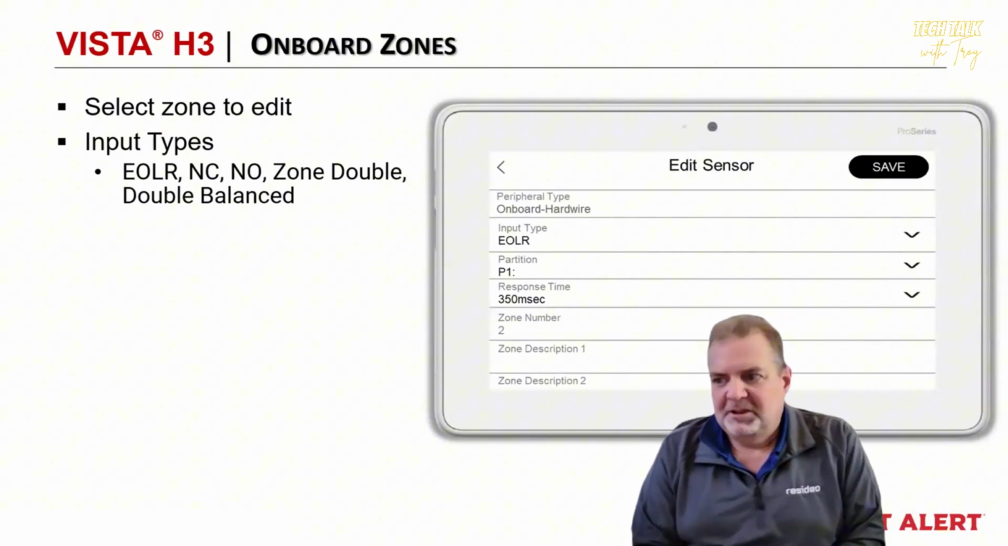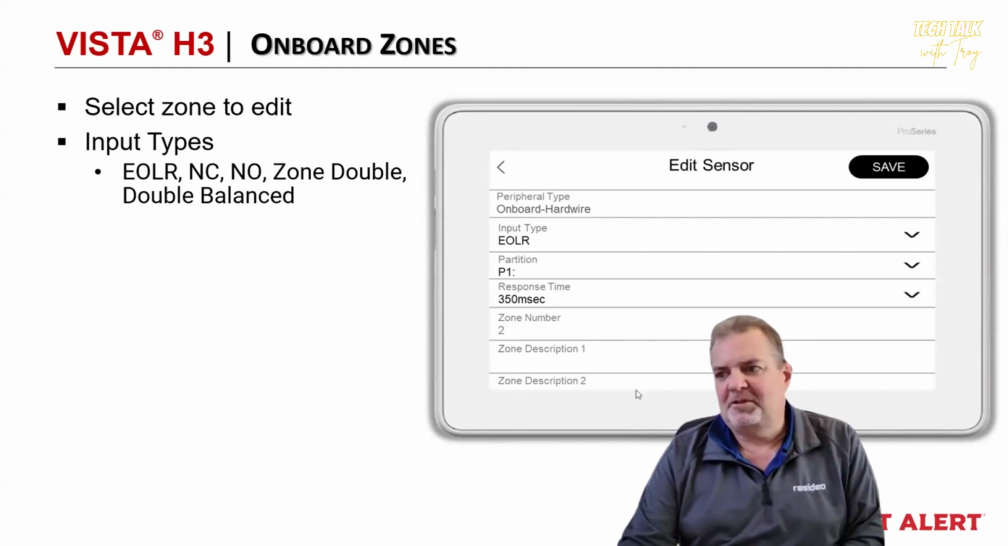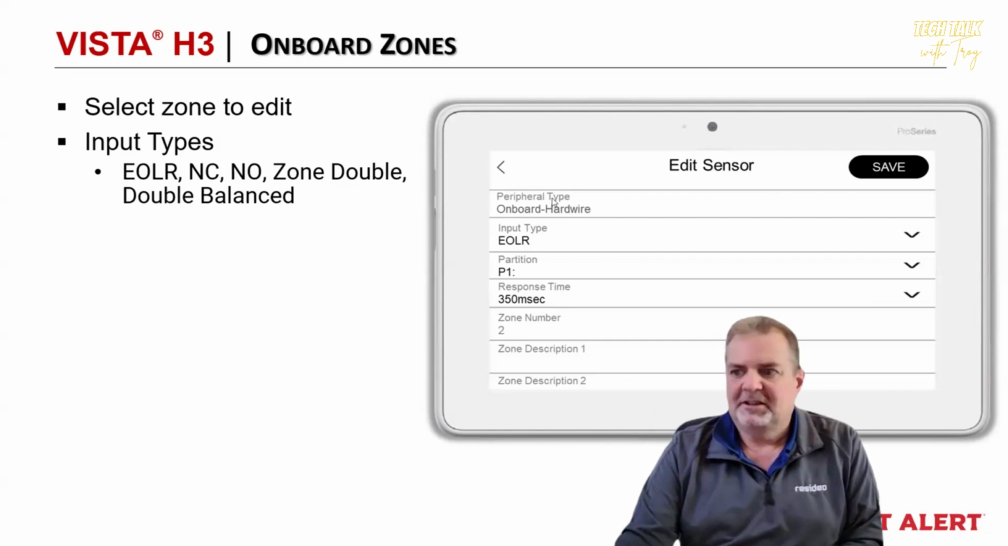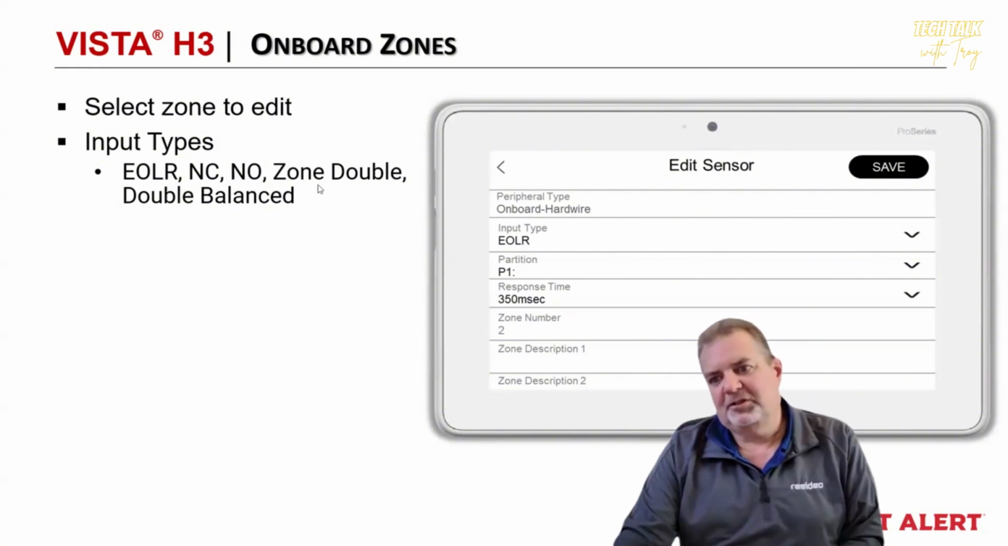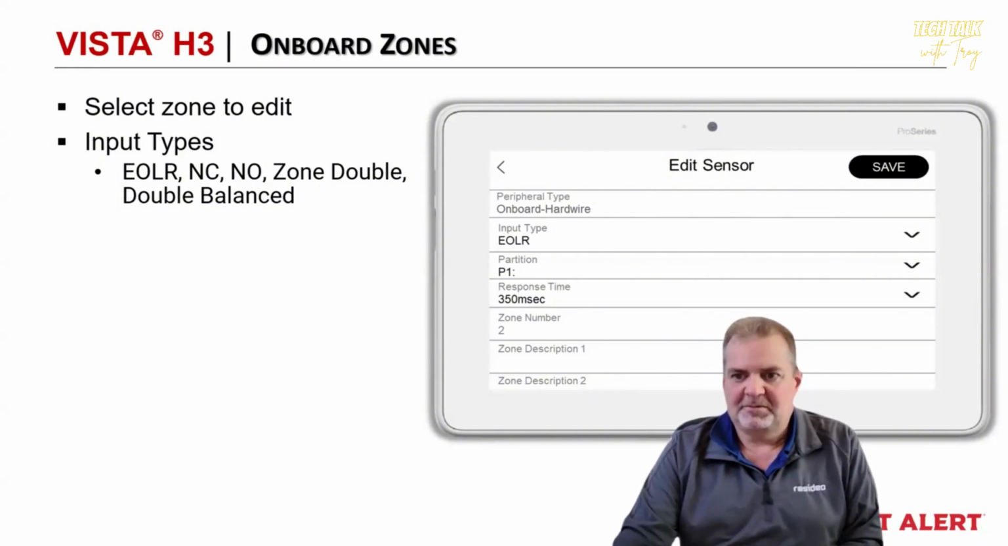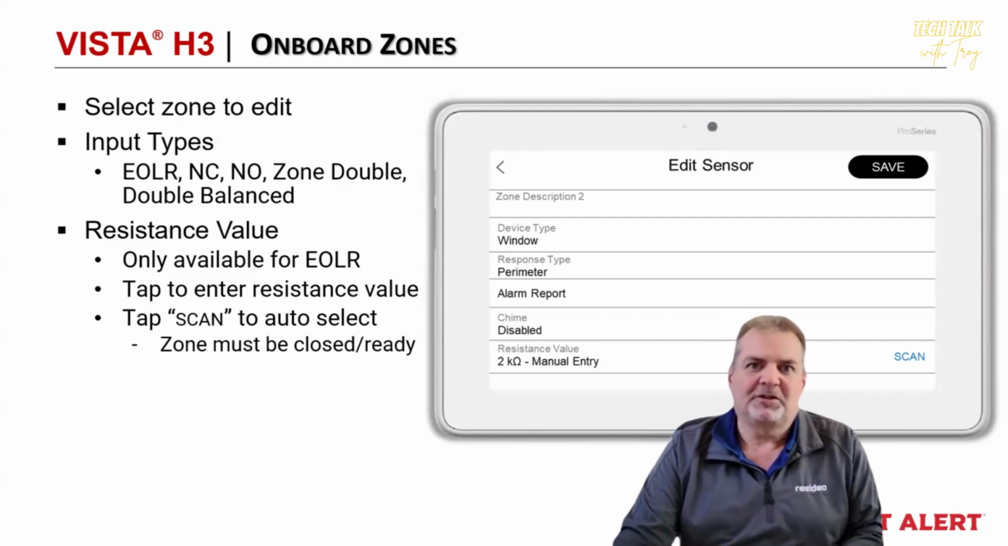Now the onboard zones. When you're in peripheral configuration, you will have a list of zones there, and we're going to show you the options for zones 1 through 8 here, and we'll discuss the options for that. They can be end of line resistor, normally open, normally closed, zone doubling, or double balanced. If you're setting a zone up as a fire zone, that zone will have to use the 2K ohm end of line resistor.